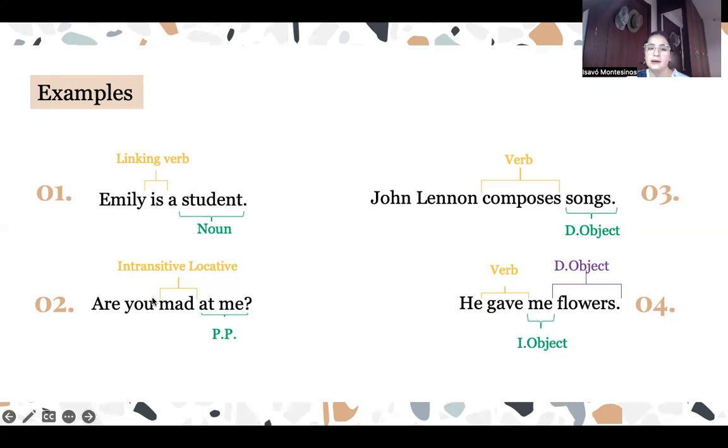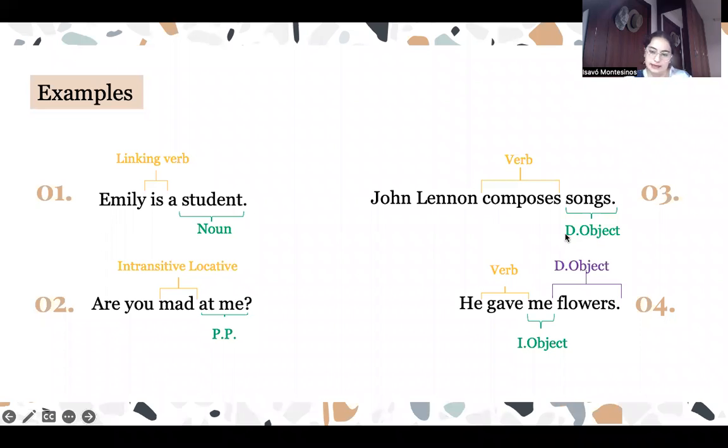The second one, are you mad at me? Mad is the verb, and at is the prepositional phrase, but this is an intransitive locative verb because we exclude the noun phrase, but we use prepositional phrase to give sense to the sentence. Okay, John Lennon composed songs. Composed is the verb, and songs is the direct object. And the last one, he gave me flowers. Gave is the verb, and me is the indirect object, and flowers the direct object.